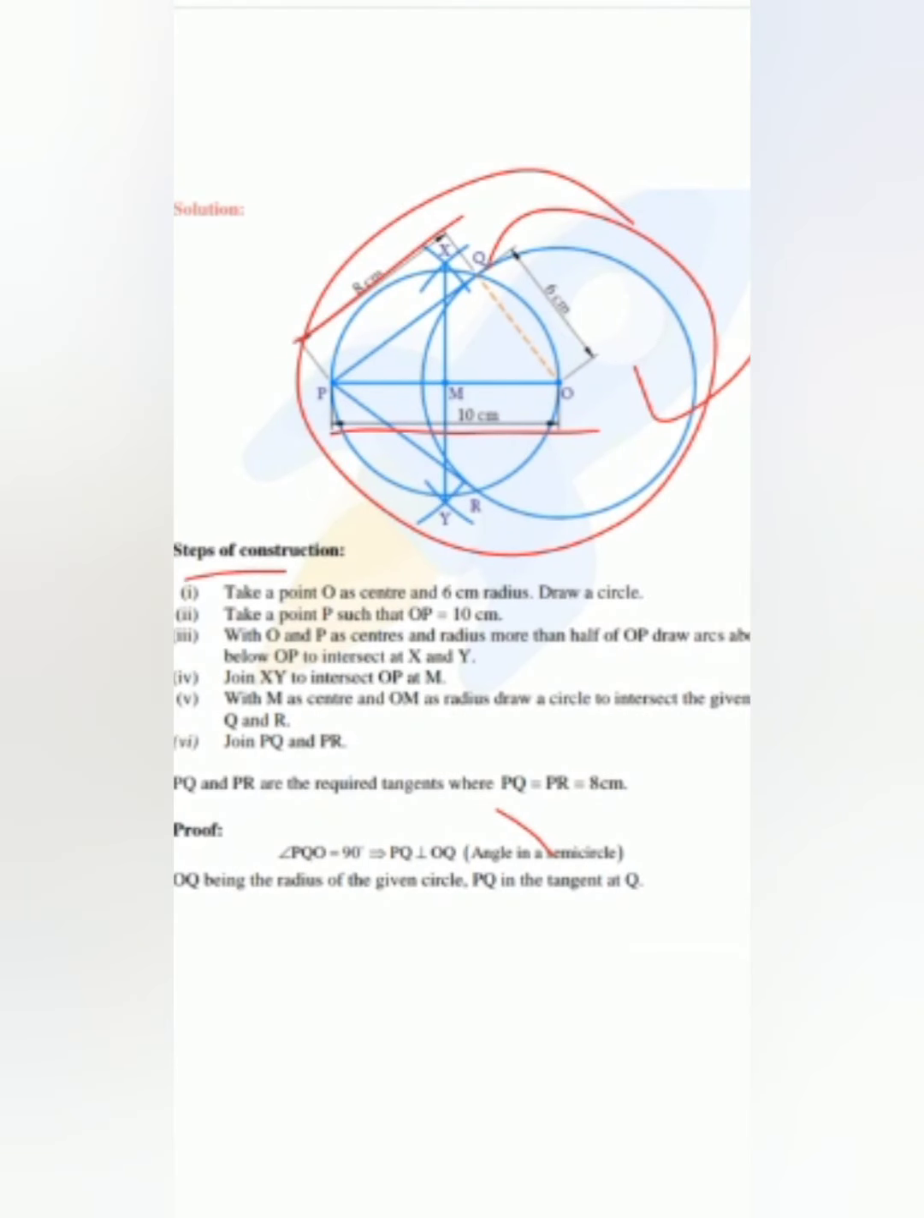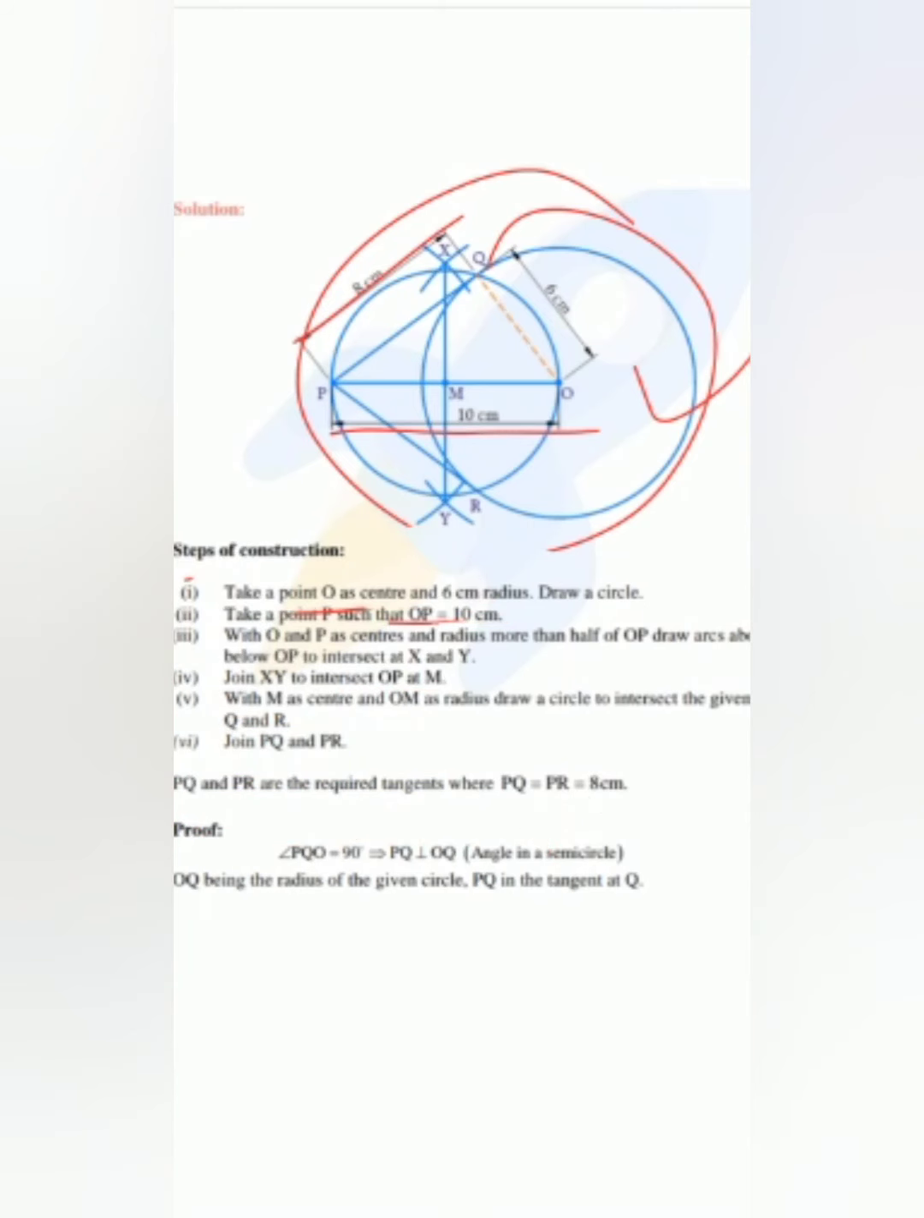You can see the steps of construction, same as I have done, taking point O as center and 6 centimeter radius. After that, take point P such that OP should be 10 centimeter, and then you bisect O and P. After bisecting, you join the line. After that, you join this one and you'll get the tangents. So the tangents are of 8 centimeter each.